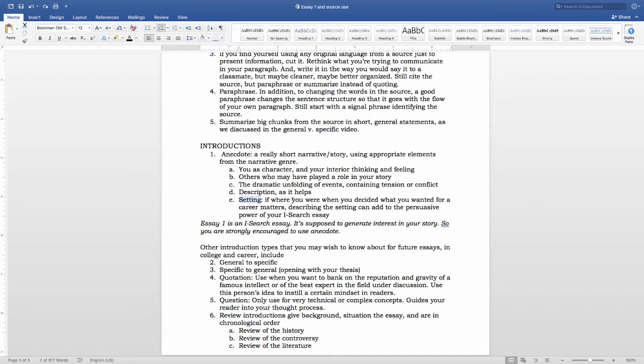And there's hardly a better dramatic moment than fighting with your mother in a car, because you're sort of trapped, right? And your reader gets that immediate feeling because you can't just walk away. So, if where you were when you decided what you wanted for a career matters, describing the setting can add to the persuasive power of your I-search essay. All of these elements can.